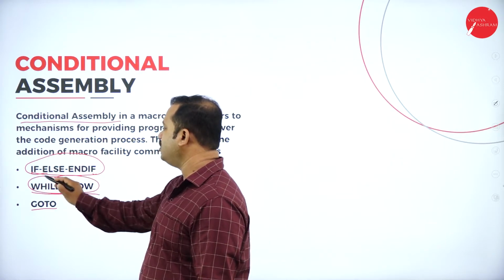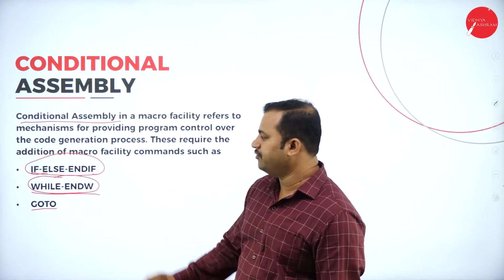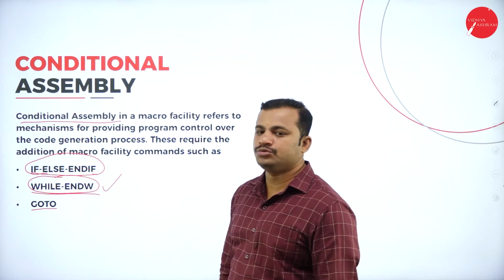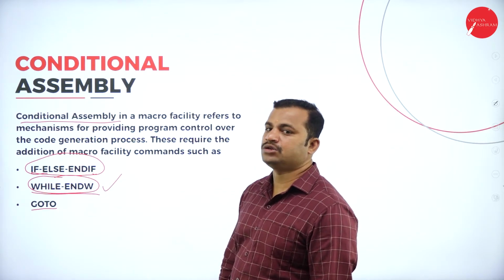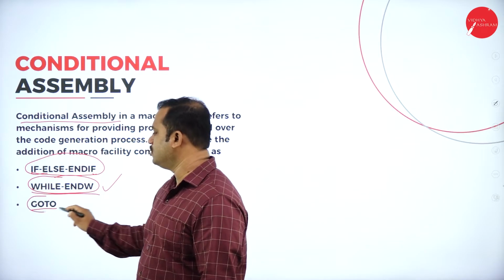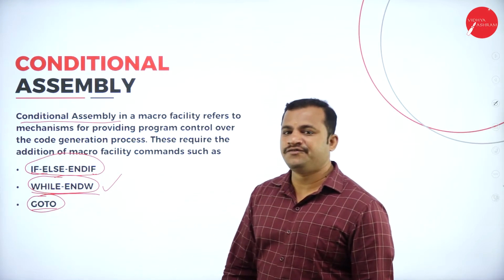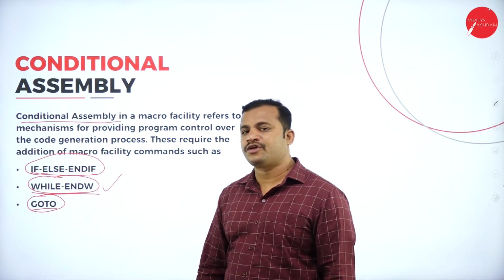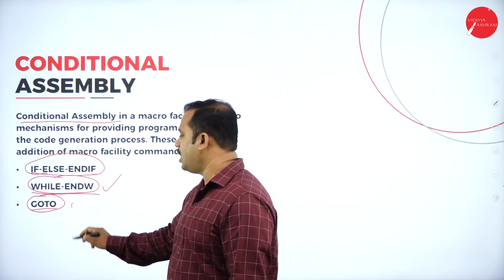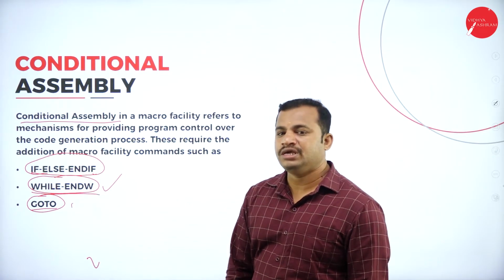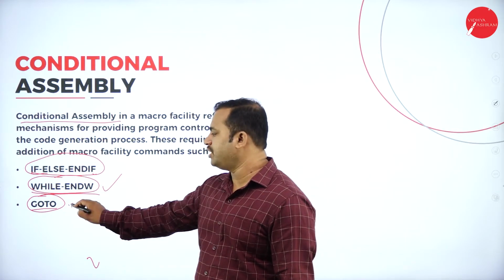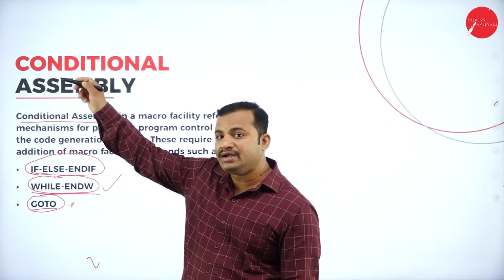Similarly, we have a while loop here. Within a while loop, we have the set of statements which need to be executed, that is, looping operations are to be carried out. Goto is a label that shifts the control from one statement to another statement. So there is a shift of control from one statement to the label where it is defined.